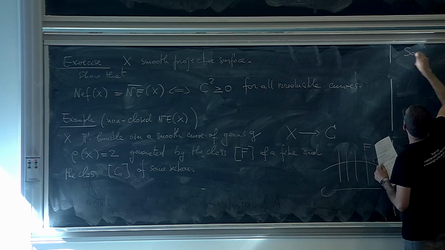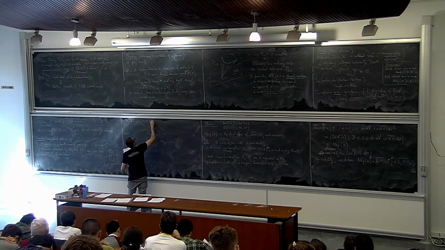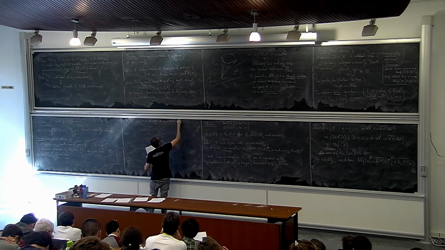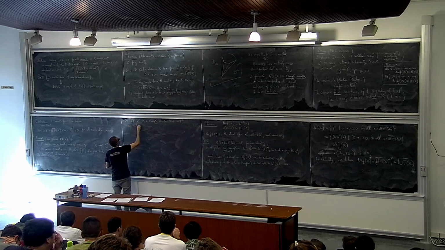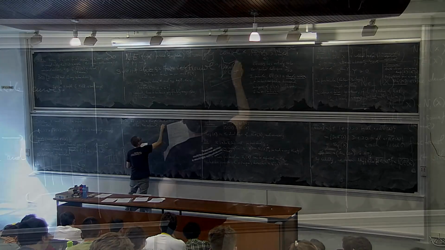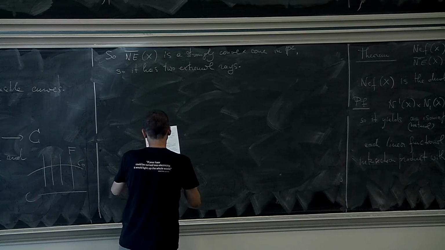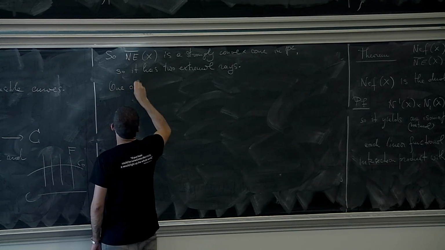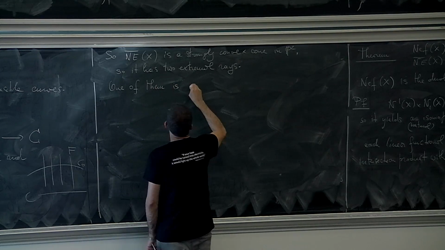So NE of X is a strongly convex cone in R2. So it has two extremal rays. One of them is always the class of a fiber.